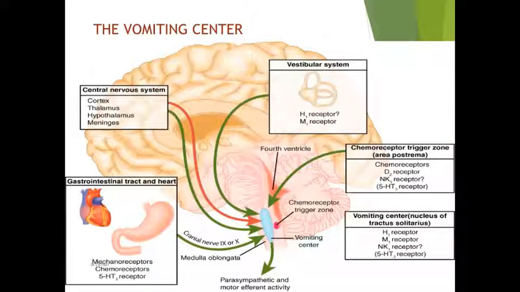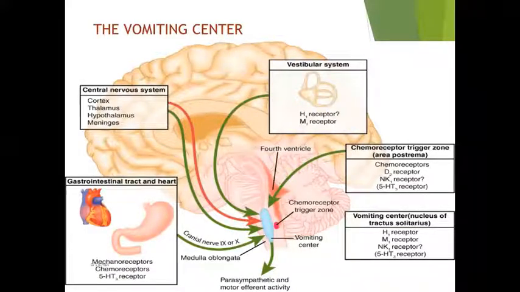So that's motion sickness. Then we have the chemoreceptor trigger zone, which is called the area postrema. There are also receptors there, chemoreceptors: the D2 receptor, NK1 receptor, and serotonin receptor. So there are chemicals that can stimulate these receptors. And once they are stimulated, there is a connection between the chemoreceptor trigger zone and the vomiting center. So it can also send sensory stimulatory information to the vomiting center. Then the person will vomit.